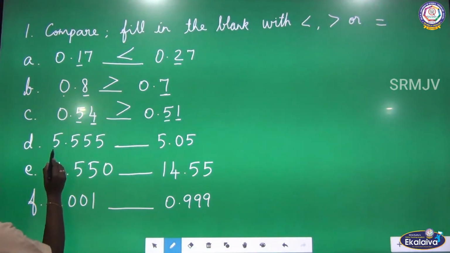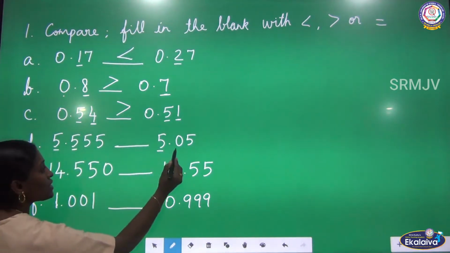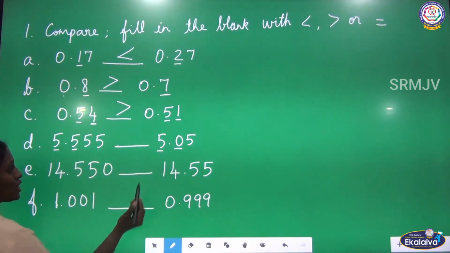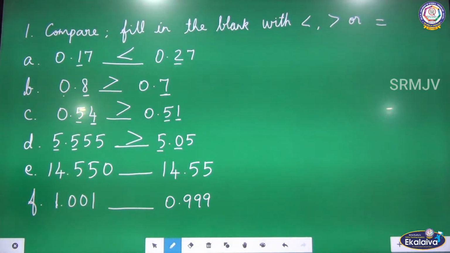Then see the next one, the whole number part 5, 5, same number. So we have to compare the first decimal place 5, 0. 5 is greater, so 5.555 is the greater decimal.